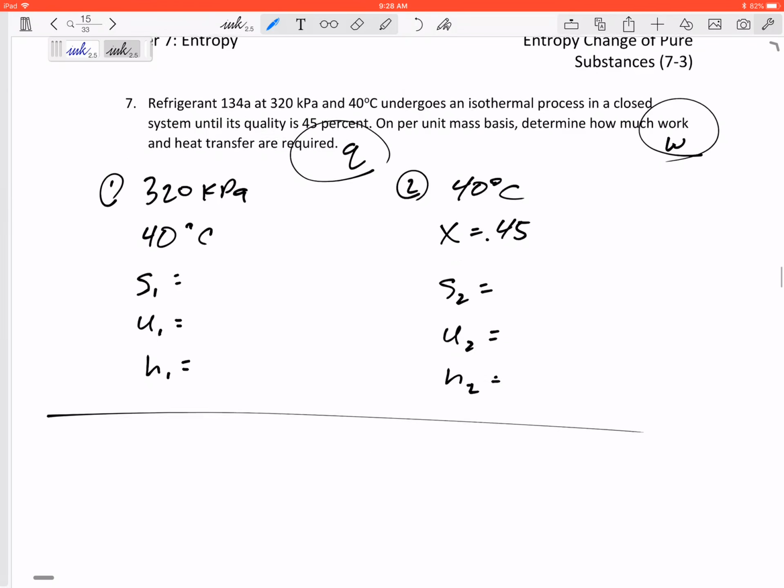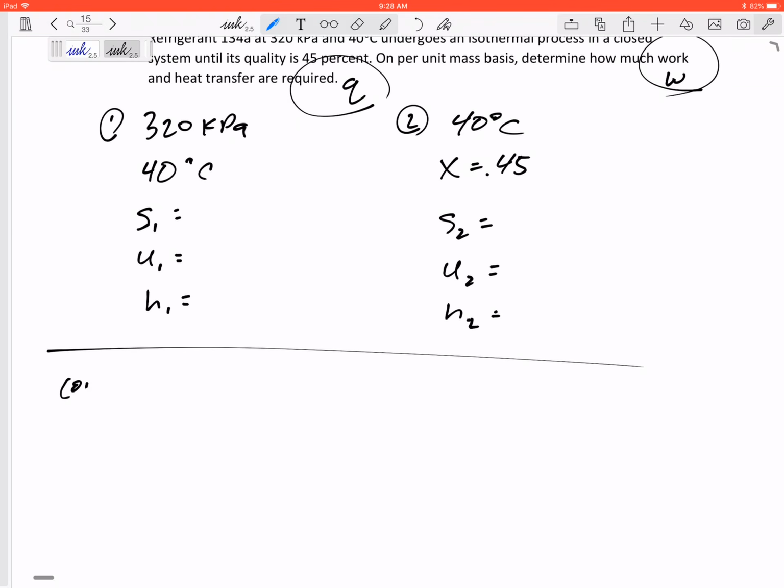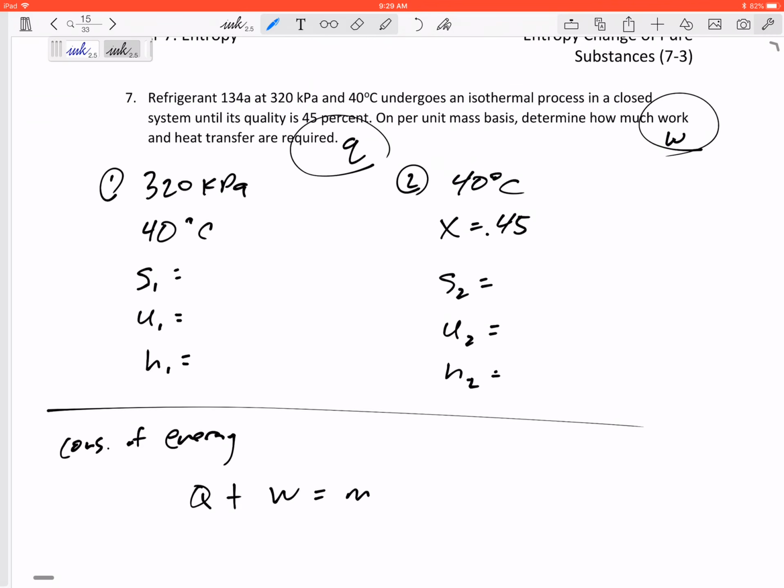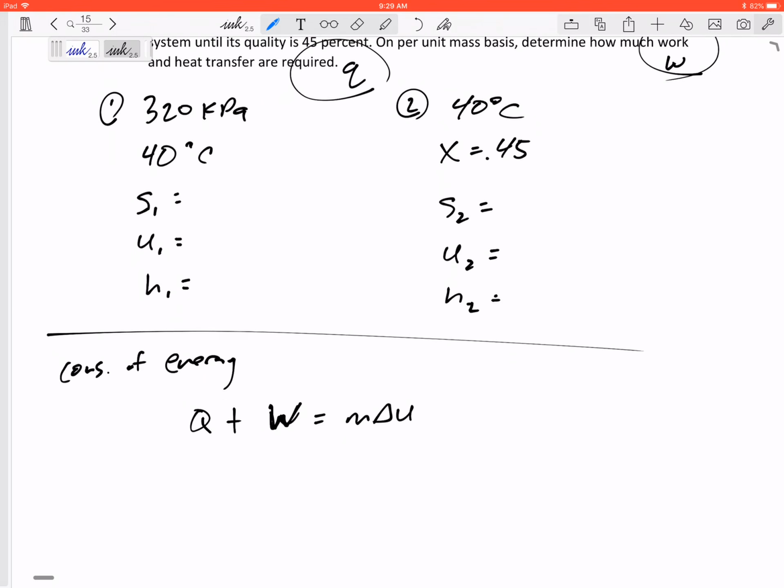So let's go back to our conservation of energy: Q plus W equals m times... Is this going to be a delta U or a delta H? It doesn't tell me what type of process. It didn't say rigid tank, and it didn't say constant pressure. So I'm going to need delta U, and I might have to calculate boundary work. This is one of those where it's not necessarily constant volume, not necessarily constant pressure, so we use Q plus W equals m delta U.